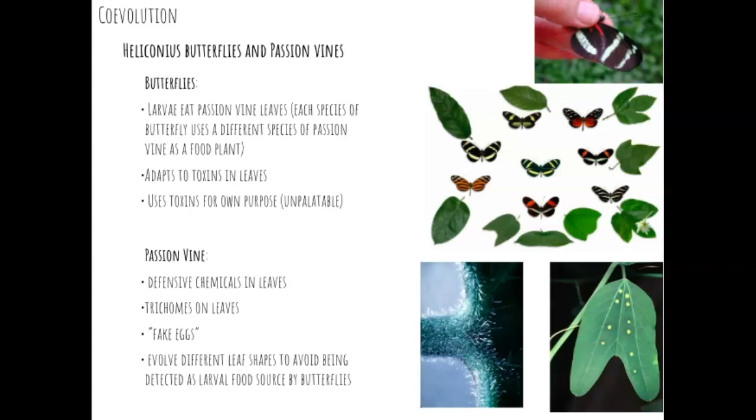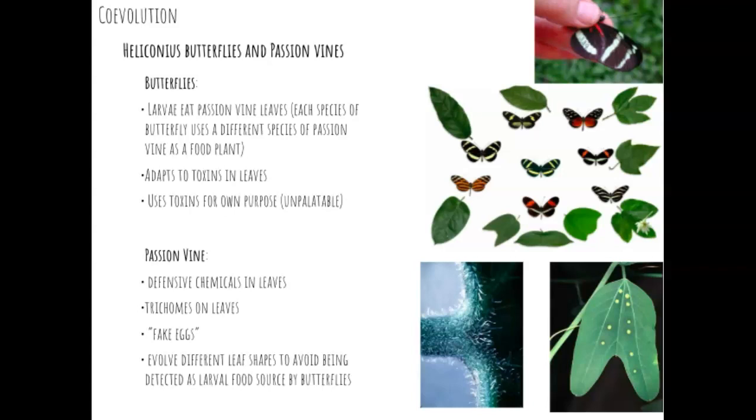The larvae of these butterflies all eat passion vine leaves, and each species of butterfly uses a different species of passion vine as a food plant. So the species of butterfly have all become very specialized to specific species of the passion vine. And those passion vines all have different toxins in their leaves, and the butterflies are able to tolerate those toxins if they're eating the correct type of passion vine.